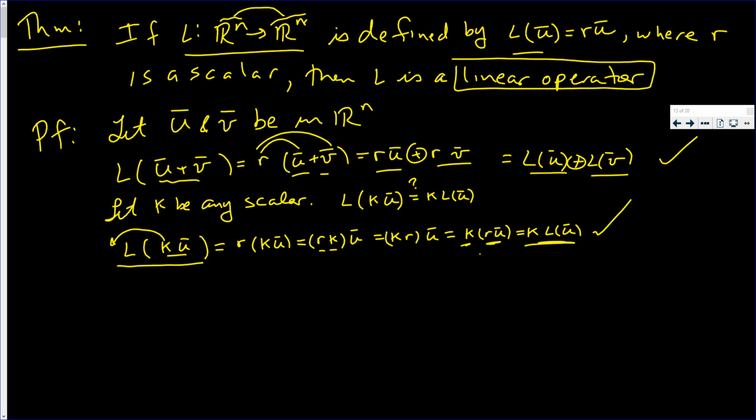So I satisfied the two criteria to be a linear transformation, or in this case, a linear operator. It is a linear transformation. But since L goes from one space to the same space, we prefer to call L a linear operator, which it is because it satisfied the rules for a linear transformation.